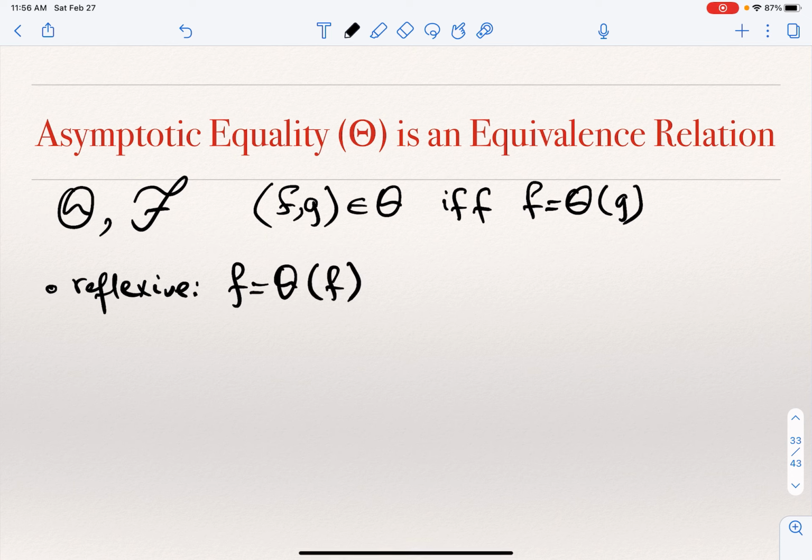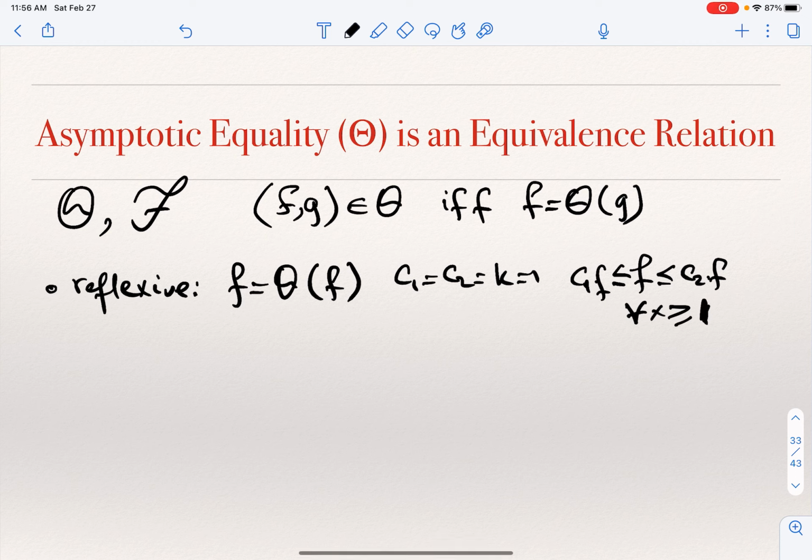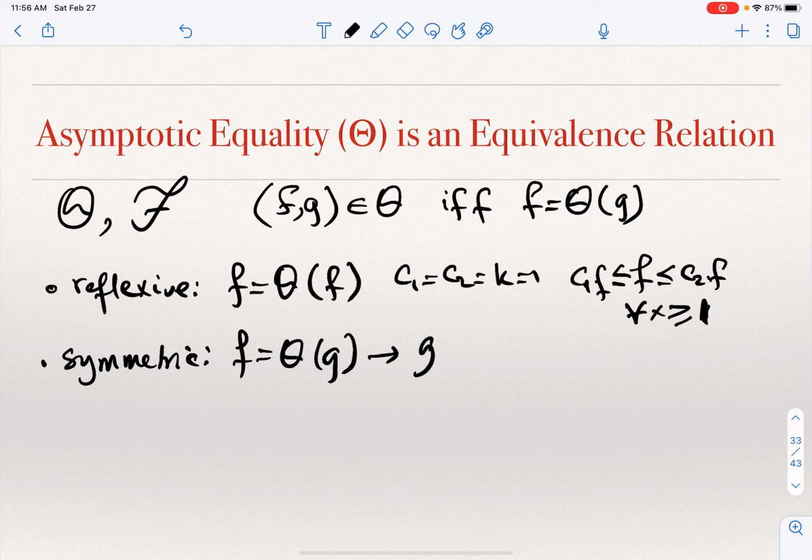If you take, for example, c1 and c2 and k, all of them equal 1, you'll be able to show that f is greater than or equal to c1 times f, smaller than or equal to c2 times f for every x greater than or equal to 1, right? It is also symmetric. So if f is theta of g, then g is theta of f as well. You should be able to prove this. It's a very easy, very simple result.